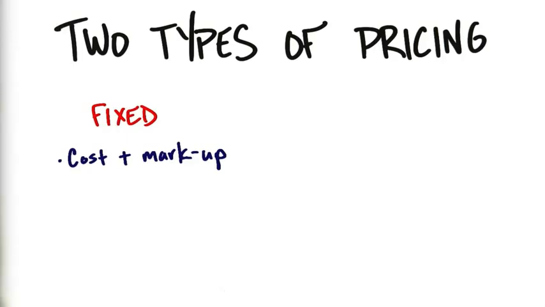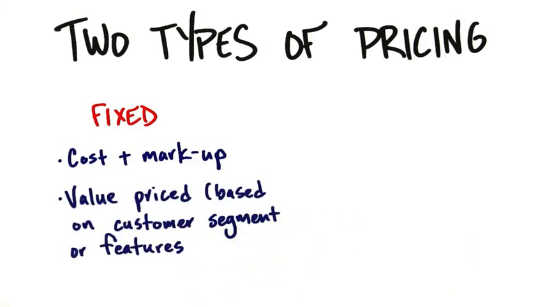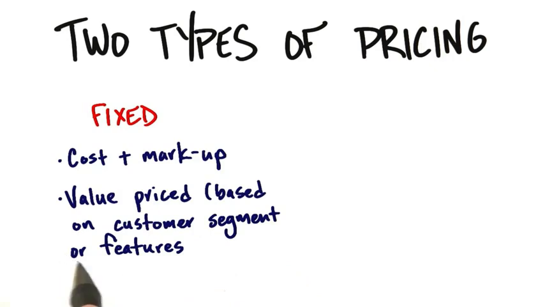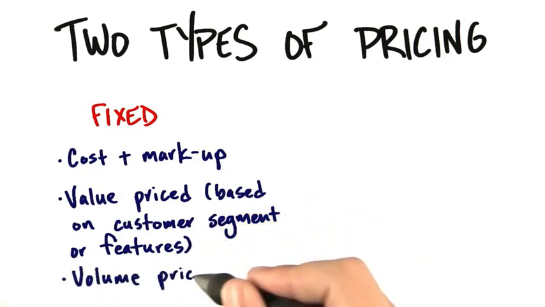But you know what? I might know something that my competitors don't know. Because I've been out talking to these customers for weeks or months, and I know that they actually value my feature set, my value proposition, more than my competitors. And in an existing market, I know something no one knows. I know exactly how much they value what I will offer. So instead of pricing based on cost, I could actually price on specific customer segments or on features I know they need. There's a third type of fixed pricing, and that's called volume pricing.